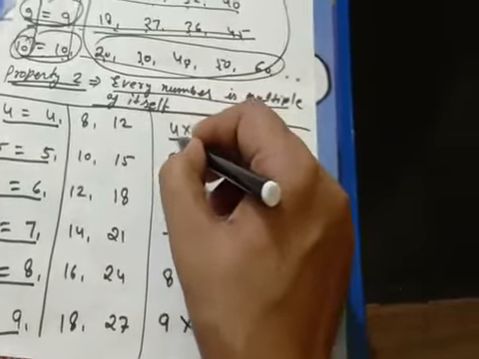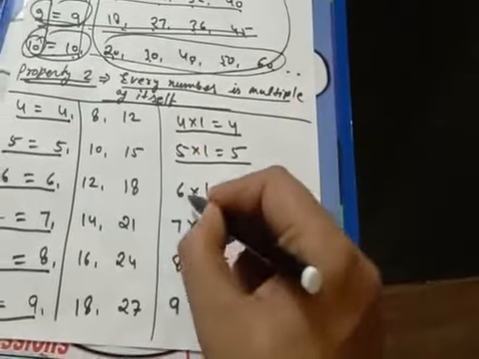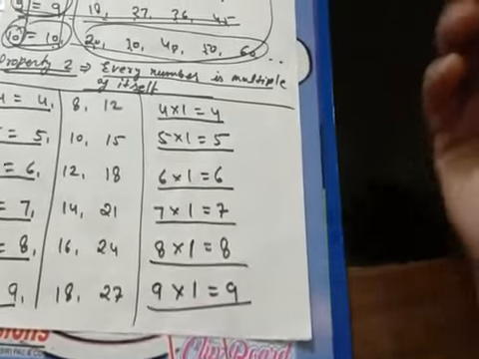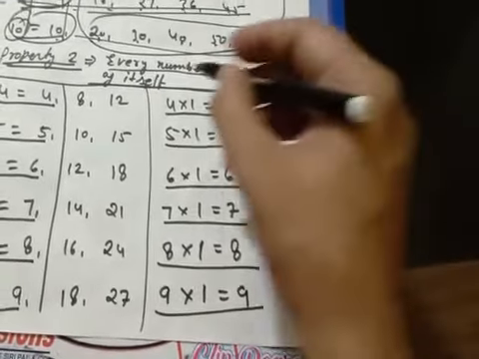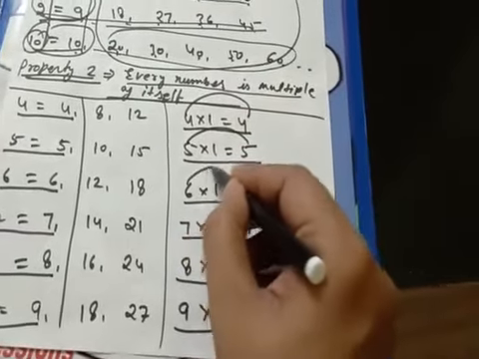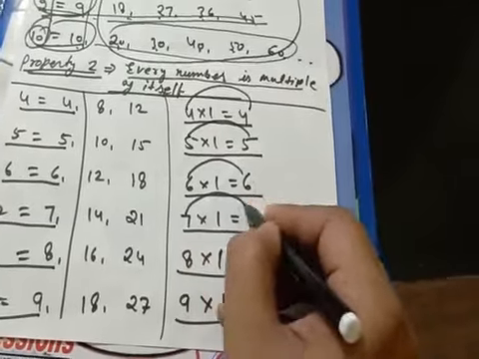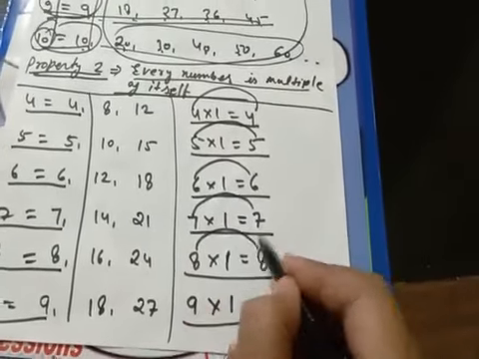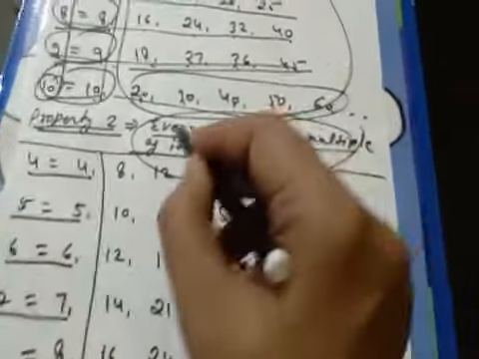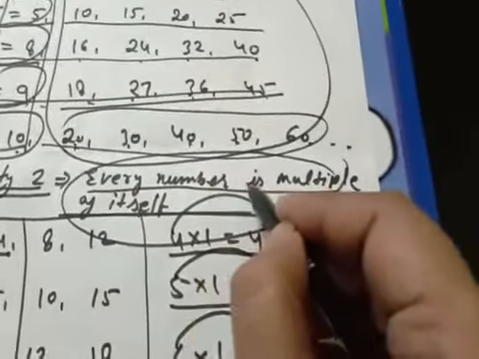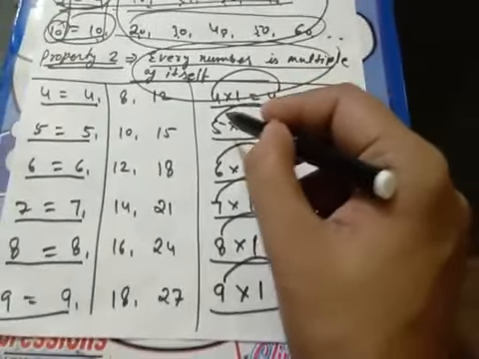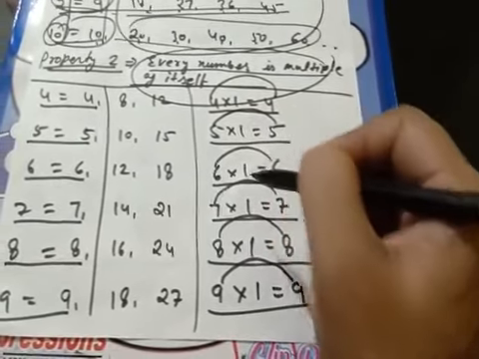So you can see 4 times 1 is 4, 5 times 1 is 5, 6 times 1 is 6, 7 times 1 is 7, 8 times 1 is 8, 9 times 1 is 9, and we can take any number this way. So a multiple of 4 is 4, a multiple of 5 is 5, a multiple of 6 is 6, a multiple of 7 is 7, a multiple of 8 is 8, a multiple of 9 is 9. So according to this property, every number is a multiple of itself. Here we understood that every number is a multiple of itself.